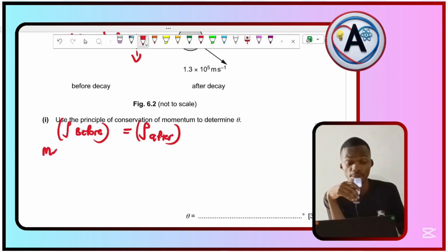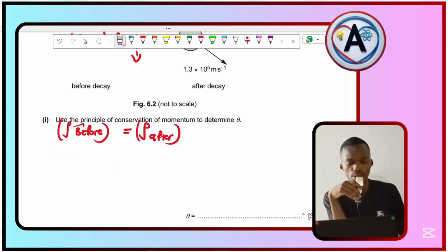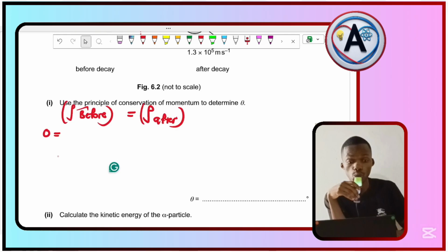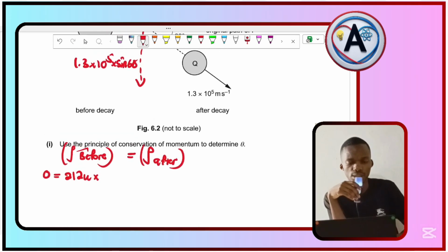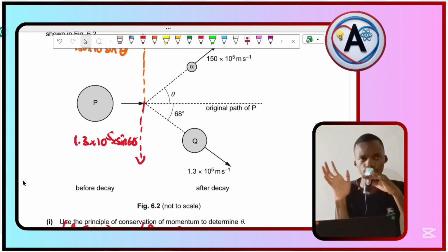and momentum is basically mass times velocity. Before it's 0, because there is no momentum in the y-axis before the collision, of course. So 0 is equal to momentum after. We have Q, that's actually 212. 212 u is the mass of Q. So 212 u times, what is the velocity? 1.3 times 10 to the power of 5 times sine 68. Minus, because I'm going to have two different directions, right? I'm just doing it for convention. One is up, one is down, two different directions.